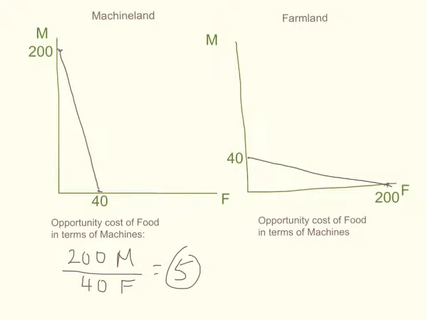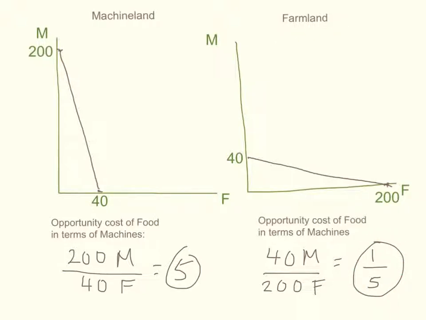Now let's look at Farmland. For Farmland, as they move down this curve, they have to give up 40 units of machines in order to get 200 units of food. So we have 40 machines given up divided by 200 units of food that are actually gained. Now, these are per unit opportunity costs, right? What is the per unit opportunity cost of food in terms of machines given up? And here we have 1/5. So clearly, the low opportunity cost producer of food is Farmland.